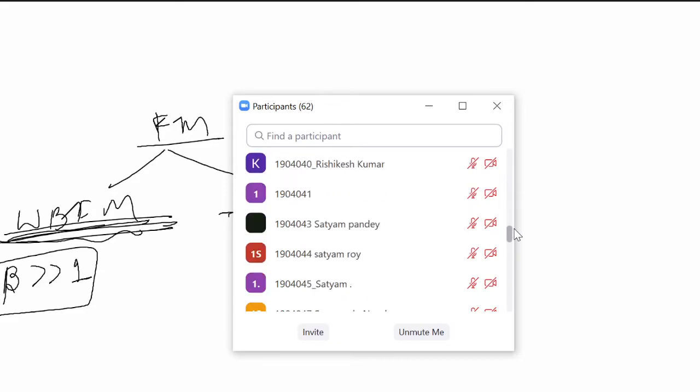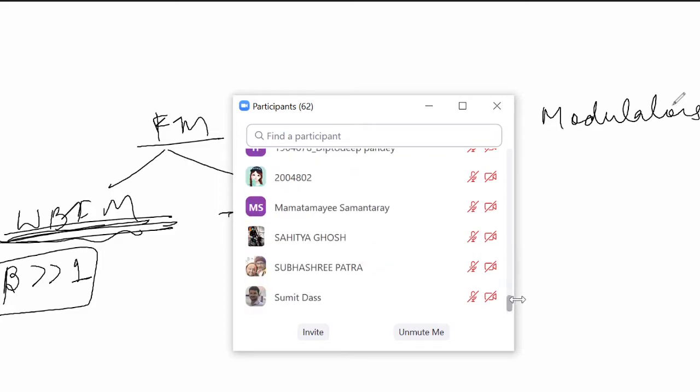Then what are the methods of modulation and demodulation? FM modulators. Two types of FM modulators are there.